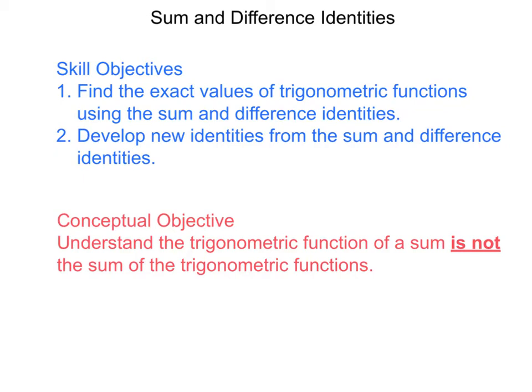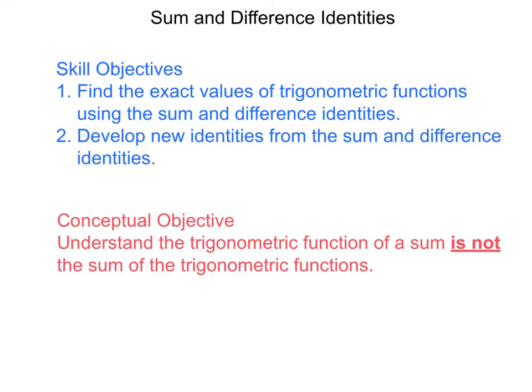So, our skill objectives for this particular video are: 1, find the exact values of trig functions using the sum or difference identities, and 2, develop new identities from the sum or difference identities. And we have one conceptual objective, and that's really to understand that the trigonometric function of a sum is not the same as the sum of the two trig functions.